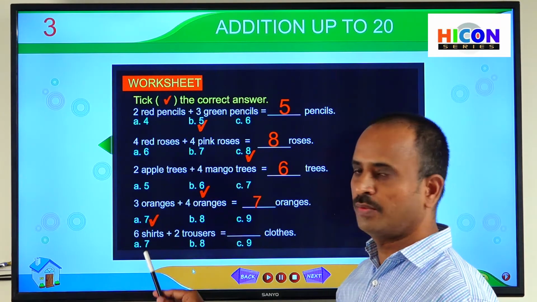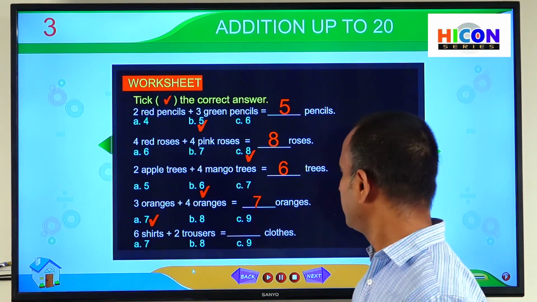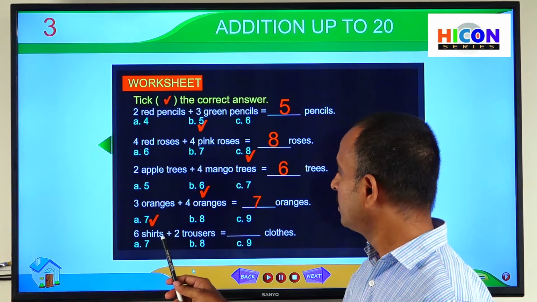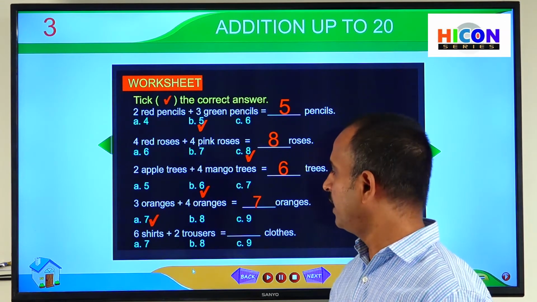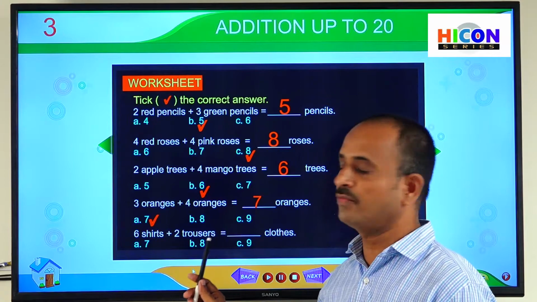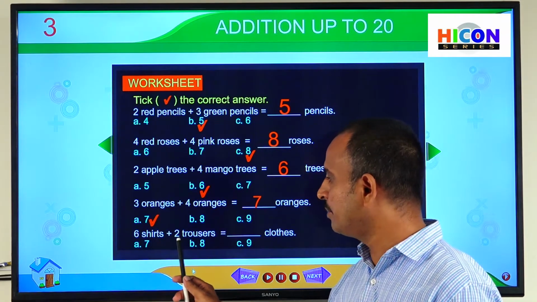So see the last problem. 6 shirts plus 6 trousers is equal to how many clothes? So there are total 6 shirts and 2 trousers. So we can get total number of clothes just by adding these two numbers. Here what are the two numbers? So the first number is 6 and the second number is 2.